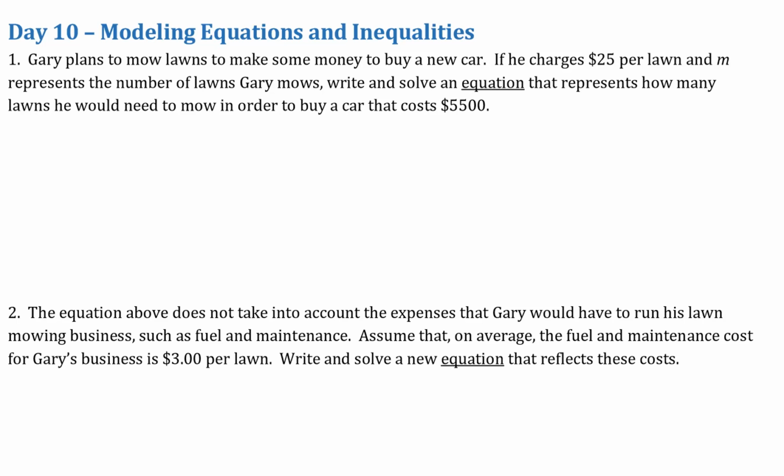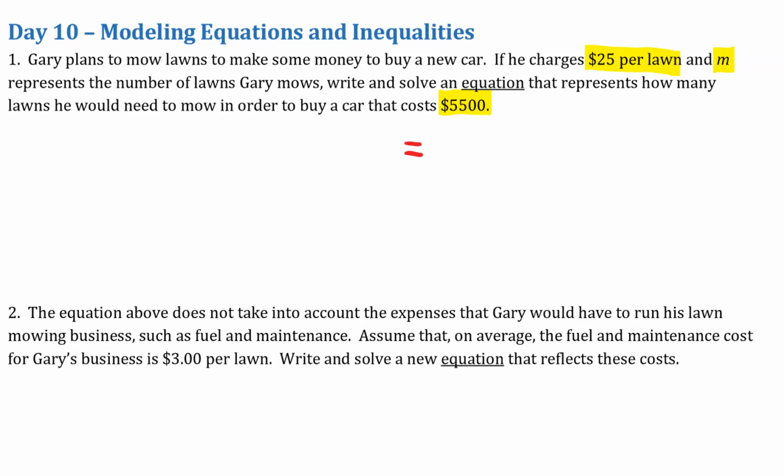All right, Gary plans to mow lawns to make some money to buy a new car. He charges $25 per lawn, and M represents the number of lawns that he mows. Write and solve an equation that represents how many lawns he would need to mow in order to buy a car that costs $5,500.